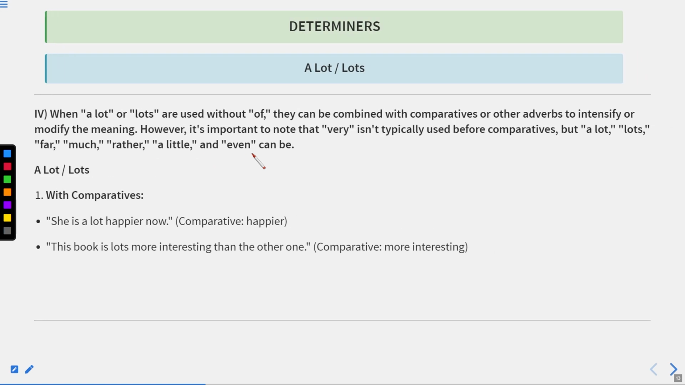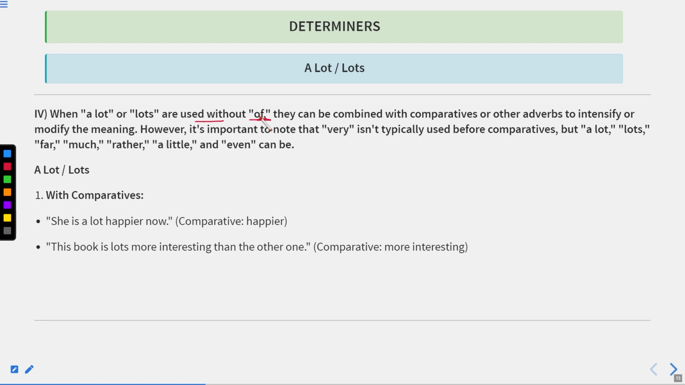A lot or lots of. So what is the difference between the two? When a lot or lots are used without of, here again, we are going to use these two determiners or phrases without the preposition of. They can be combined with comparatives or other adverbs to intensify or modify the meaning. However, it is important to note that very is not typically used before comparatives, but a lot, lots, far, much, rather, a little, and even can be.